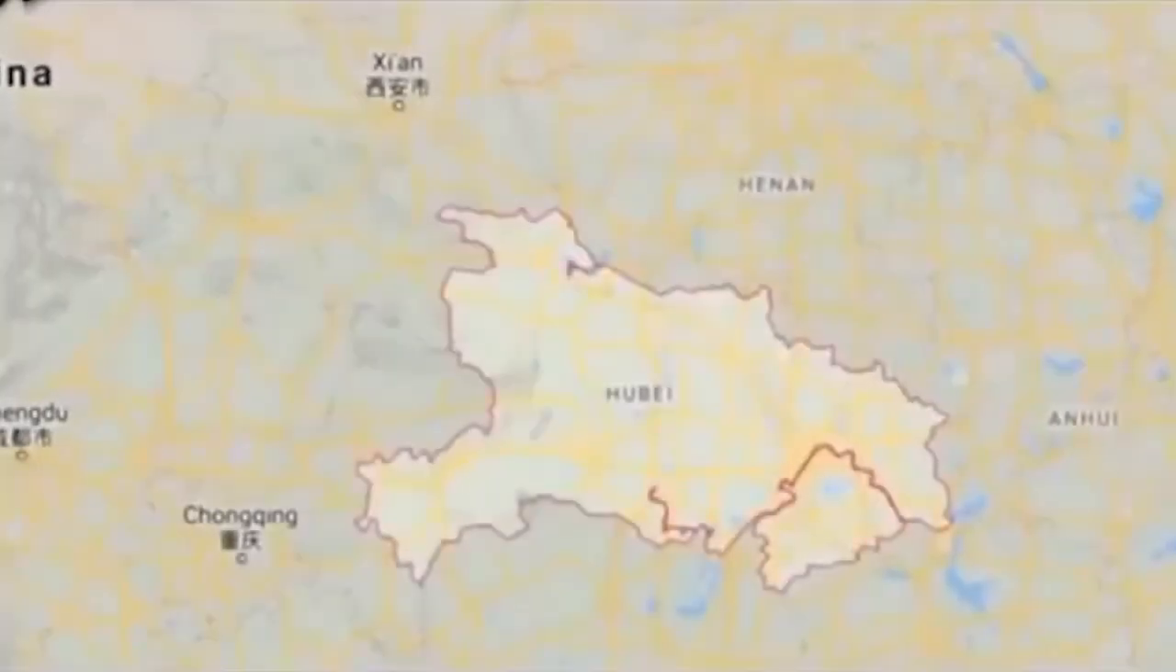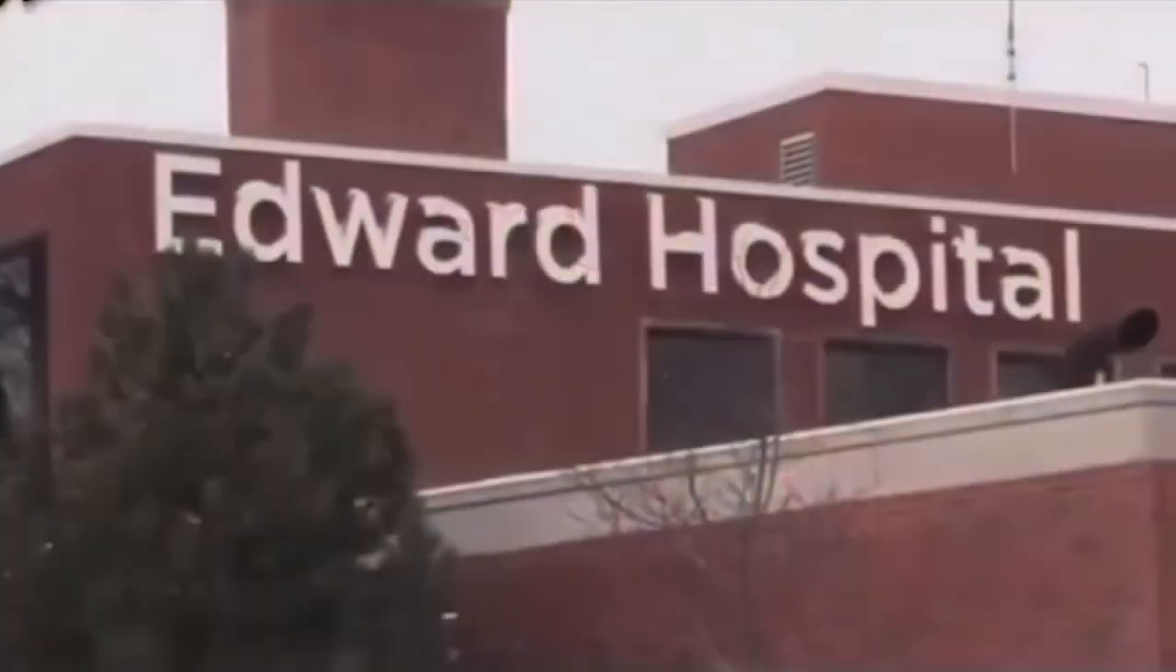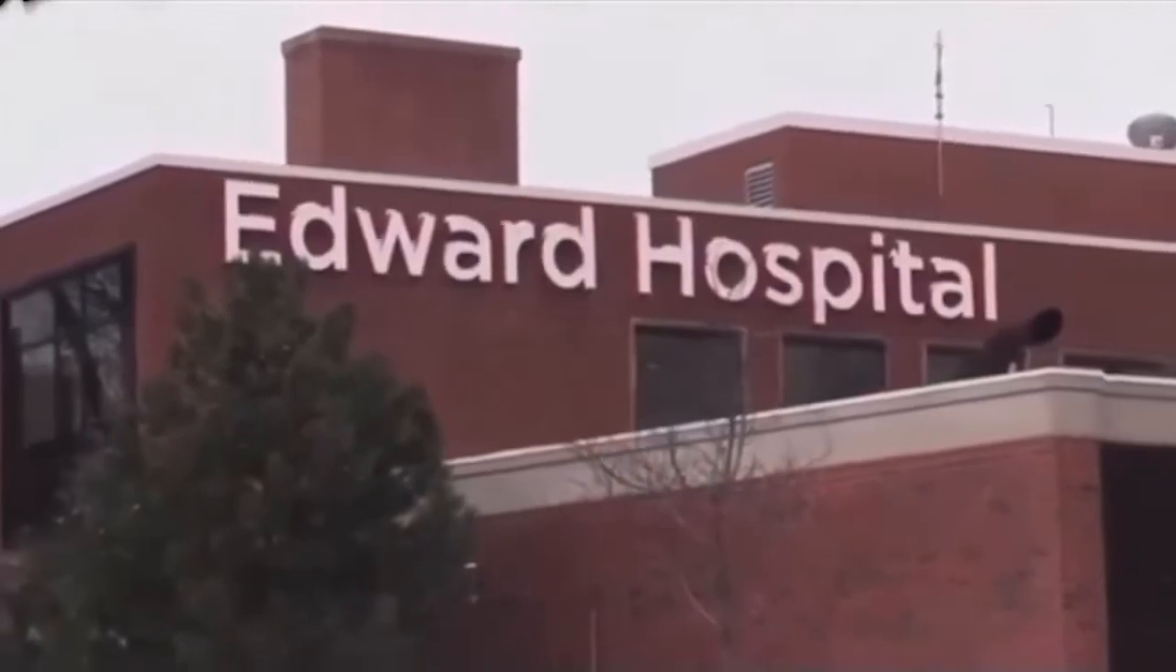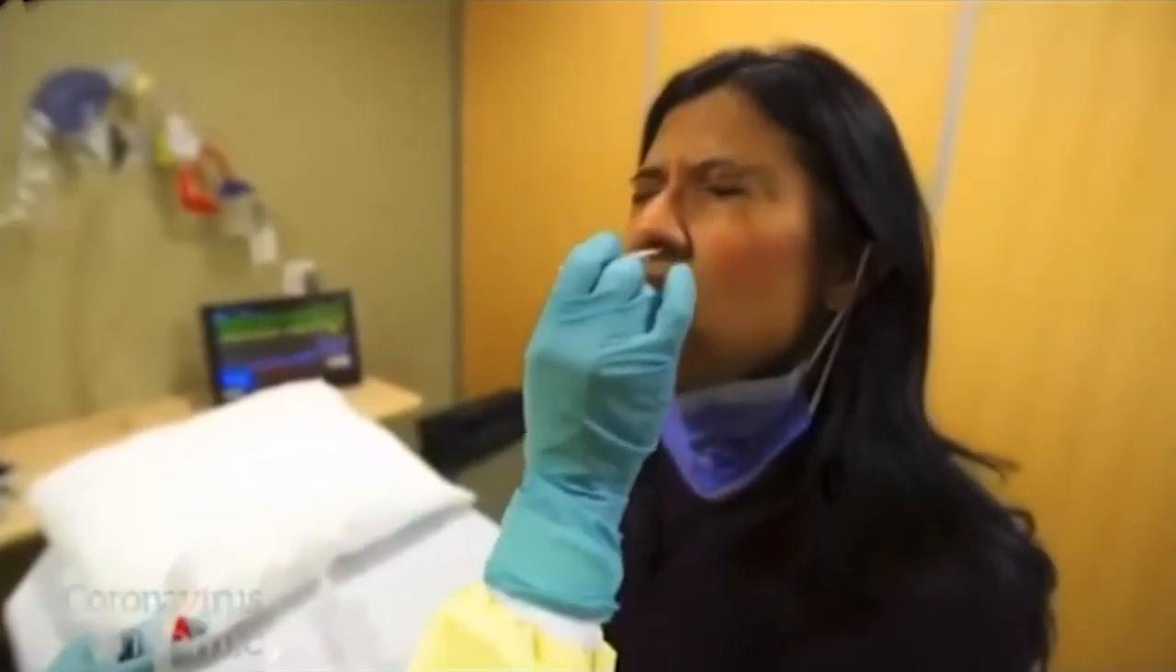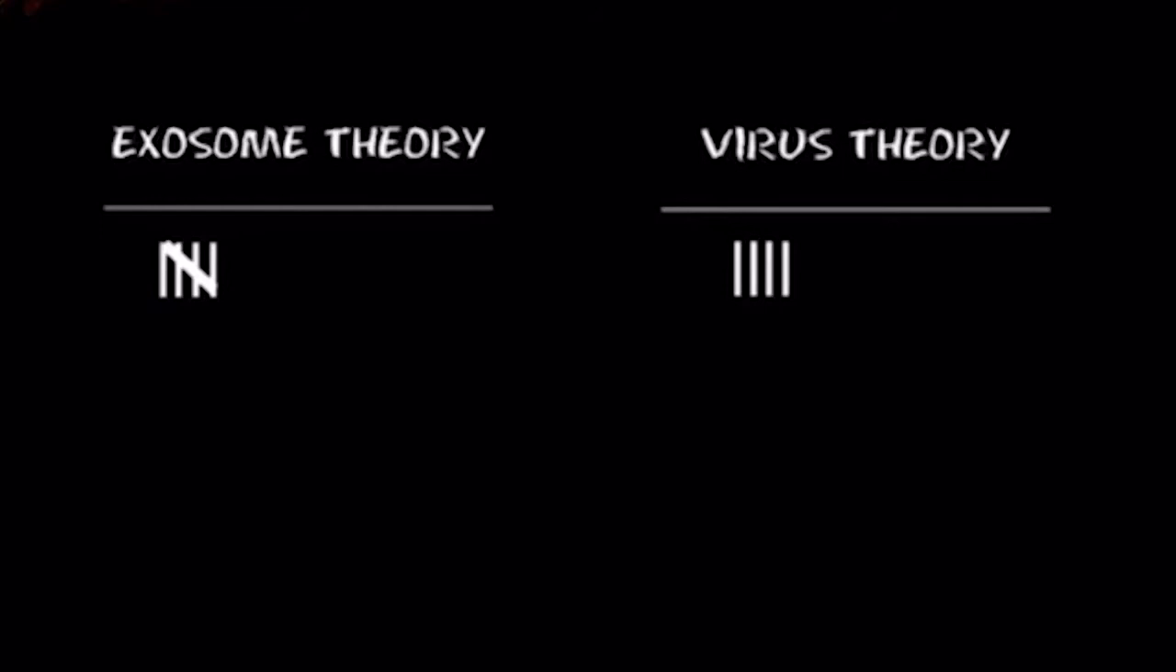Let's take a look at the first case of transmission in Illinois. A woman traveled to Wuhan, came back, and both she and her chronically ill husband ended up testing positive. Medical authorities then tracked over 300 people who had had close contact with them to see who acquired the virus. And guess what? Zero positives. This again would make sense in exosome theory, since exosomes are not contagious. But it would not make sense for virus theory, where this is supposed to be an infectious virus.